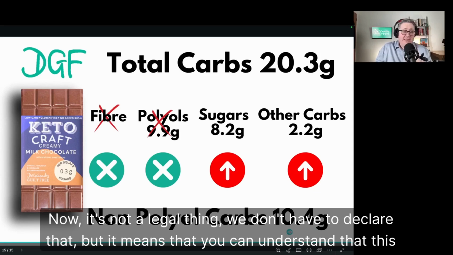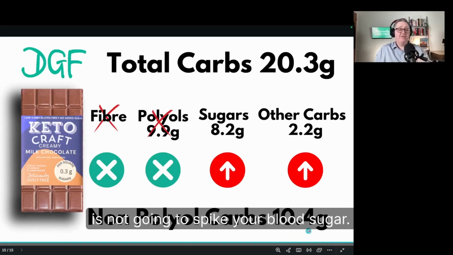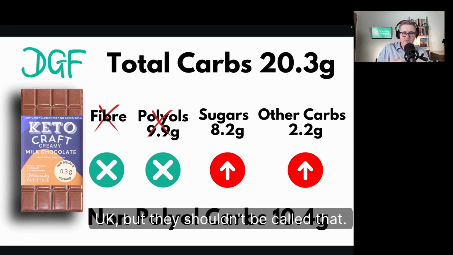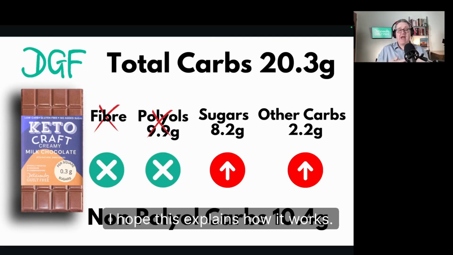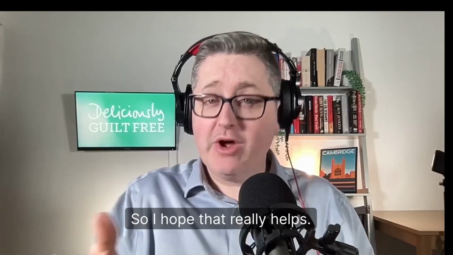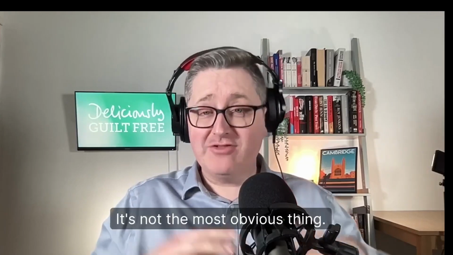Now, it's not a legal thing, we don't have to declare that, but it means that you can understand that this is not going to spike your blood sugar. And I hope that explains now what these non-polyol carbs are, sometimes known as net carbs to some in the UK, but they shouldn't be called that. I hope this explains how it works, and that is why we do the total carbs and the non-polyol carbs too. So I hope that really helps. It's not the most obvious thing.